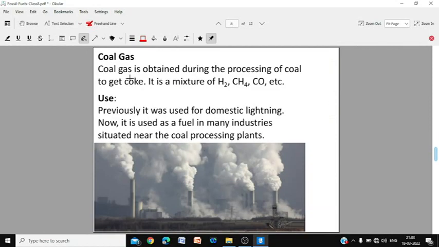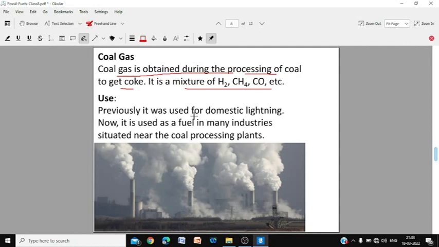Next, we have the gaseous product, coal gas. Coal gas is obtained during the processing of coal, that is, destructive distillation of coal to get coke. This coal gas is a mixture of hydrogen, methane, carbon monoxide, and other gases.